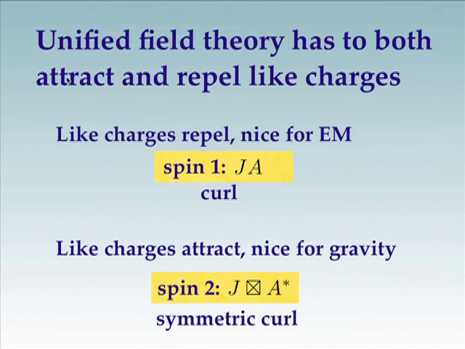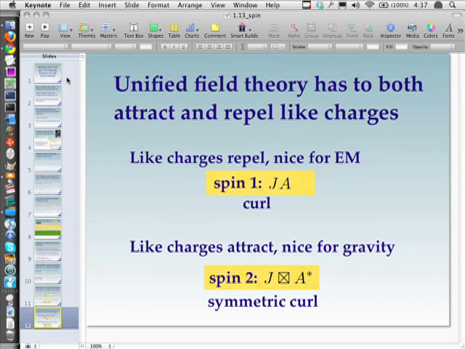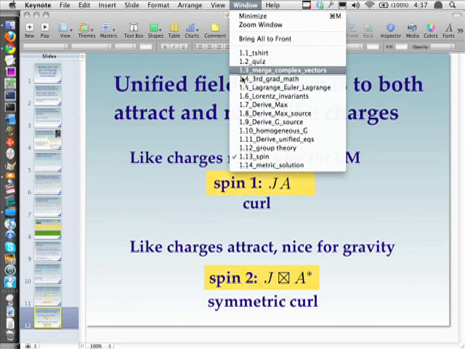And so like charges repel, which is nice for EM, which is about spin 1, which is about curl, and like charges attract, nice for gravity, that's spin 2, and that, I think, is a result of the symmetric curl. Yes, so hopefully that gives you a sense a little bit more about the issue of spin, which normally is pretty darn hard to approach.